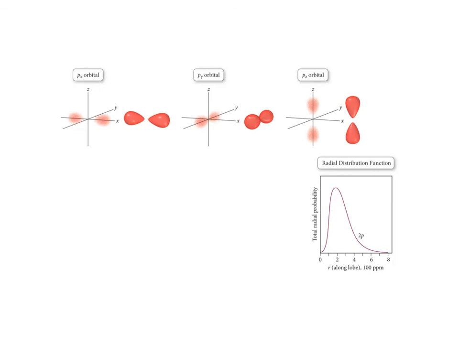This is the P, right? So here is the PX, here's the PY, here's the PZ, right? And they have that dumbbell shape to them. And here's the radial distribution function. You can see they're a lot further, and this is the 2P, right? So it maxes out further out than a 2s or a 1s.